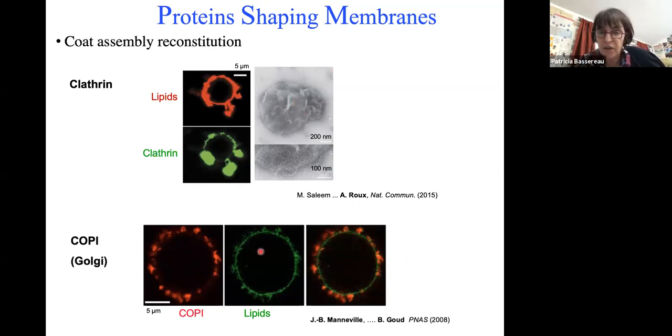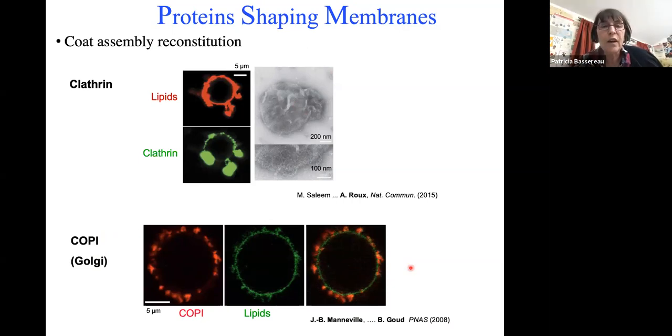And this is another example here of another coat which forms at the Golgi, which is called COPI. And you can see that also using the minimal components of the coat, it was possible to reconstitute some structure around a GUV, which looks like buds mimicking a coat.